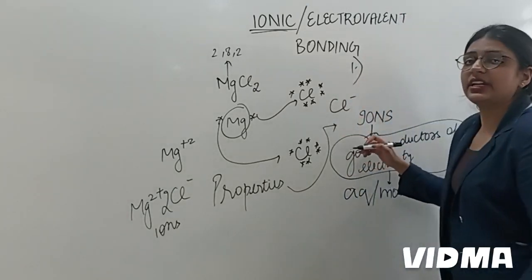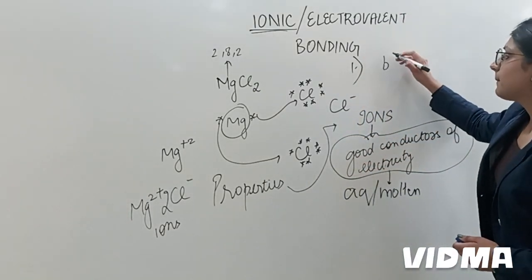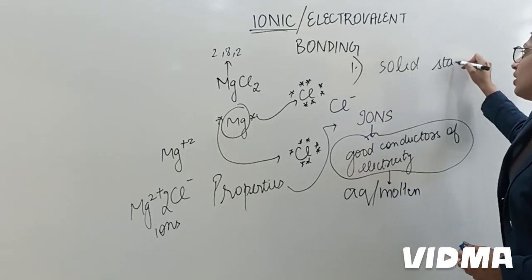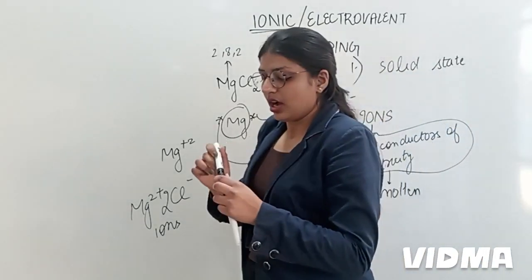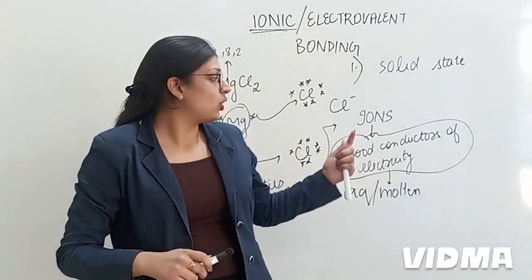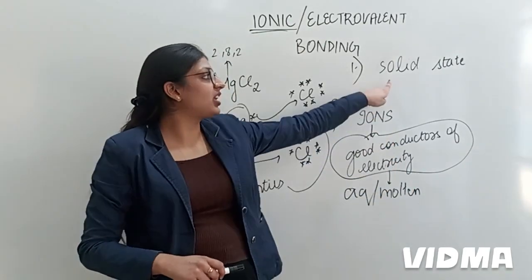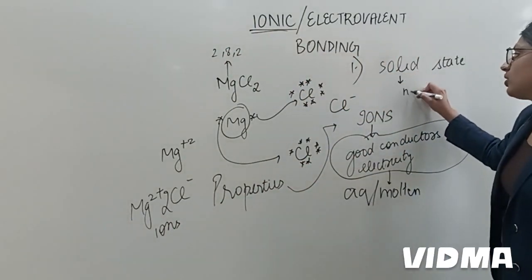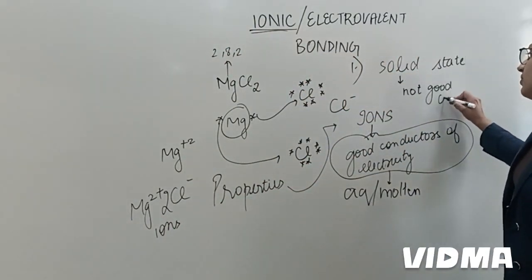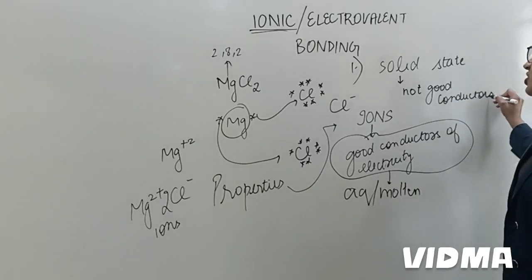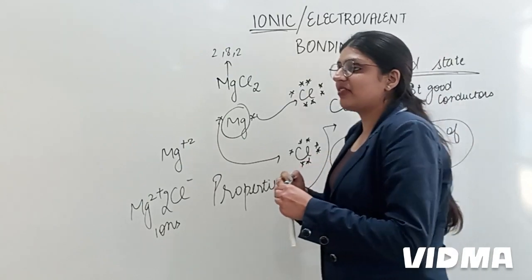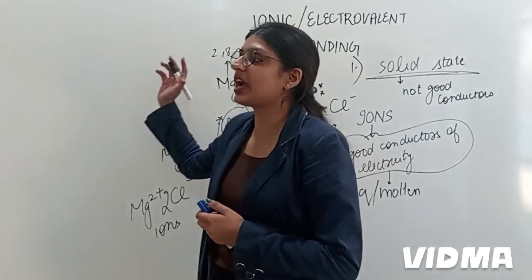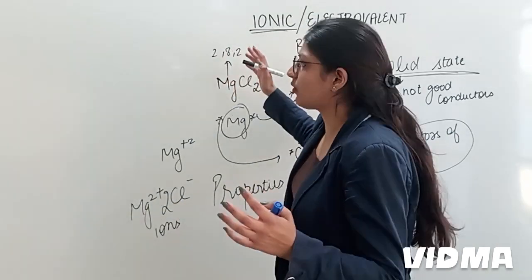First point we will write, ionic compounds are good conductors only in aqueous or molten state. If anyone asks you, are ionic compounds good conductors? You can say yes, only when they are in aqueous or molten state. Whenever they are in solid state, they do not conduct electricity, they are not good conductors. Since the structure in solid state is very packed, very strong forces of attraction are there between the solid state structure of these ionic compounds. They have a high force of attraction in their crystal lattice.